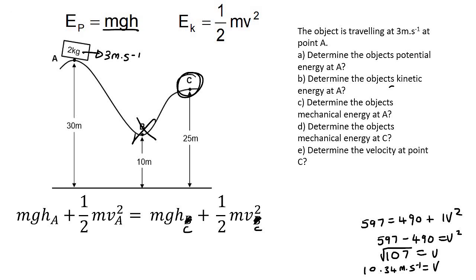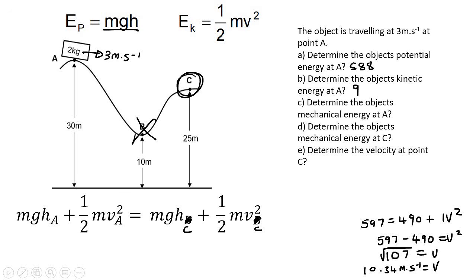Okay, now think about this. We already know what these two together add up to. We already worked out the potential energy at A. Remember, we got 588, and then we already worked out the kinetic energy over there, and we got 9. And if you add those two together, you end up with 597.